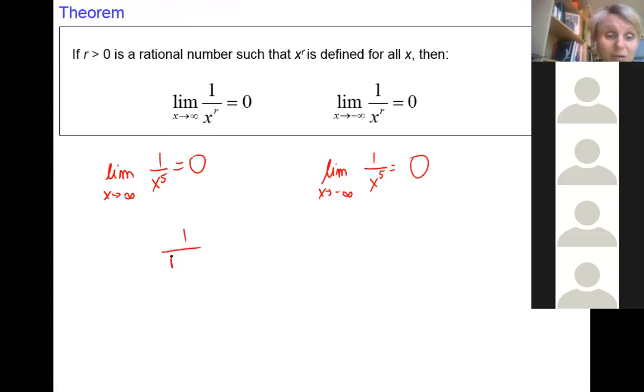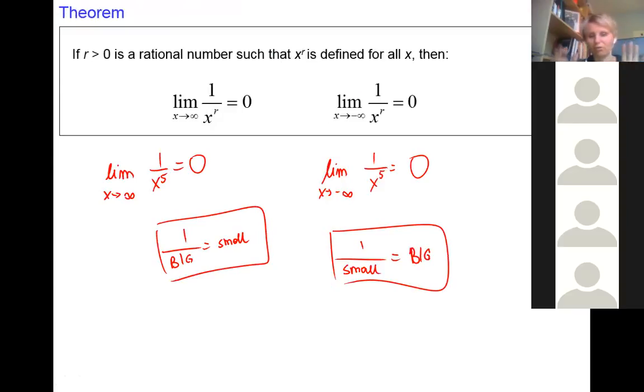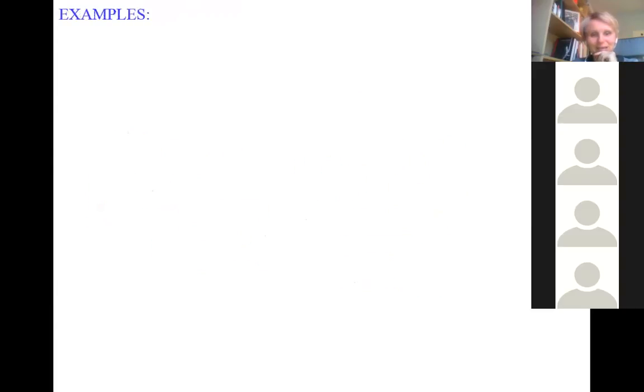One more time, 1 over big is simply small. Of course, I can write this one for you: 1 over small is big, but that's different. Small is 0, big is infinity. It's of course really informal. Let's remember this: 1 over big is small. And then let's look at more complicated problems. That's what I have.